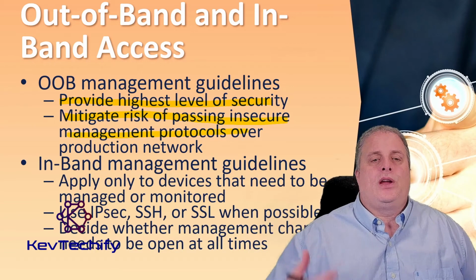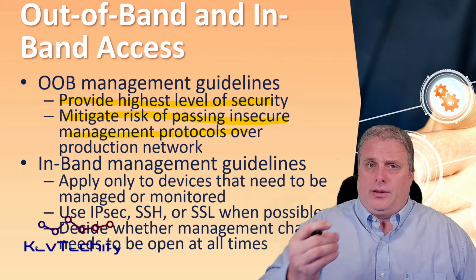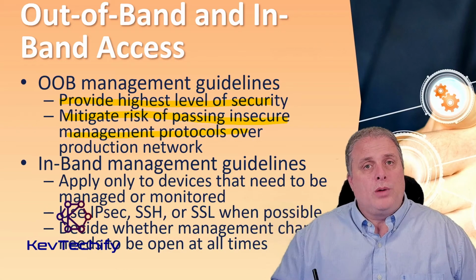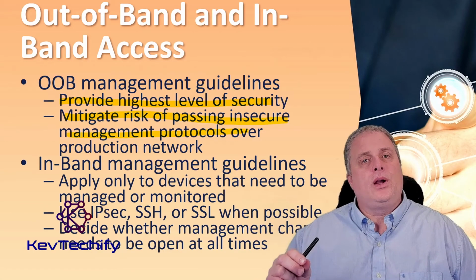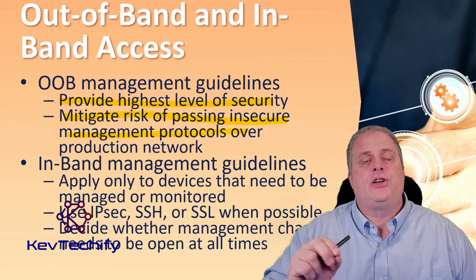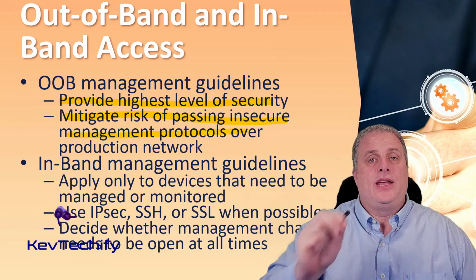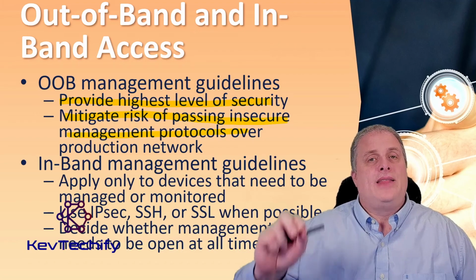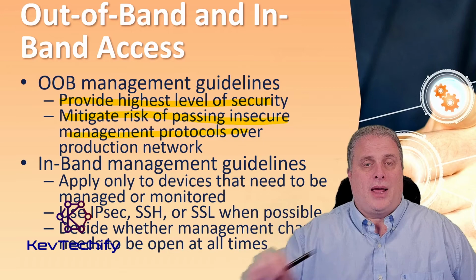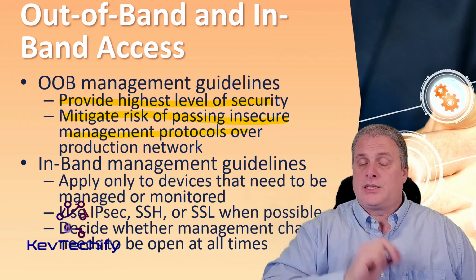Next here, mitigate the risk of passing insecure management protocols over a production network. Sometimes you can't get away from using these insecure management protocols. And Telnet, I'm looking at you on this one. Sometimes you have some old equipment, maybe you even have some poorly written or designed equipment that only uses Telnet. Telnet sends that information across your network in clear text. So if somebody had access to your network, they could see that clear text being sent. That's why sending it on an out-of-band management path, console ports, a separate network, is considered more secure.